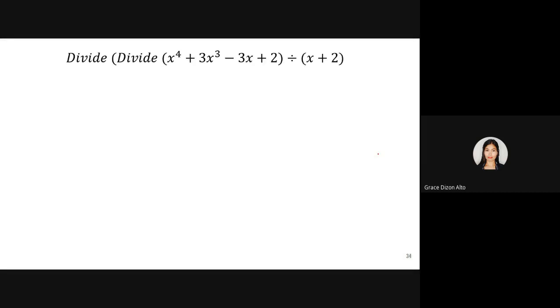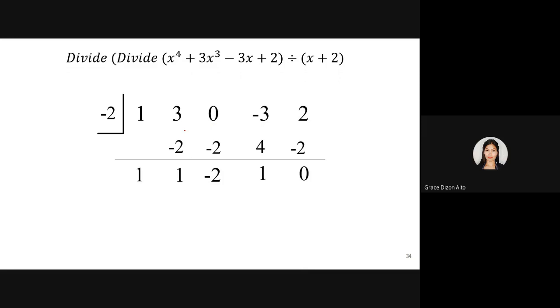Next, divide x to the fourth plus 3x cubed minus 3x plus 2 by x plus 2. So we have 4, 3. The exponent 2 is missing, so we will add 0. Then negative 3 and positive 2. Our value of a is negative 2. Same process.